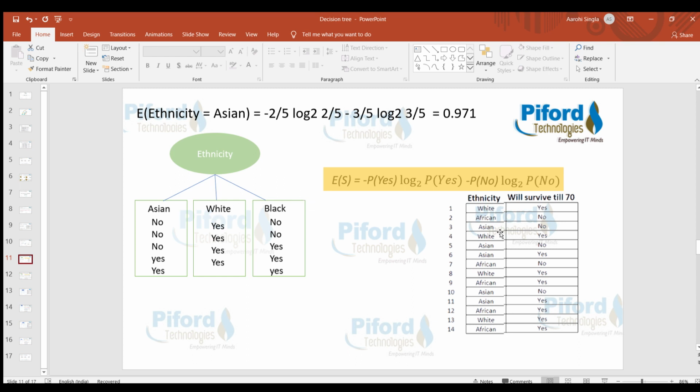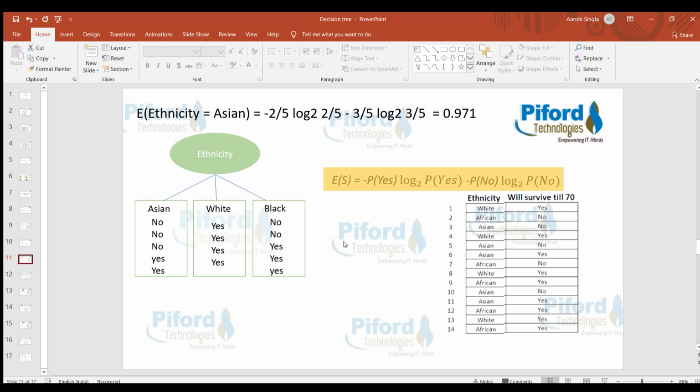And then in the same way, check for African. We were having 5 records, and out of those 5 records, 2 Africans didn't survive till 70 and 3 survived till 70. So this is how this data is.